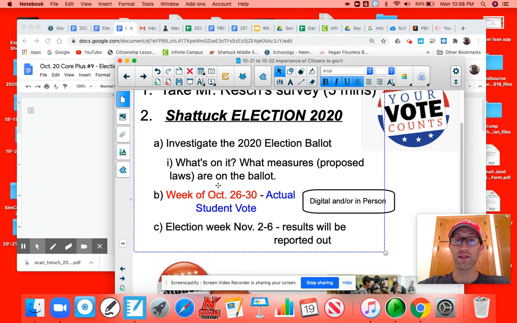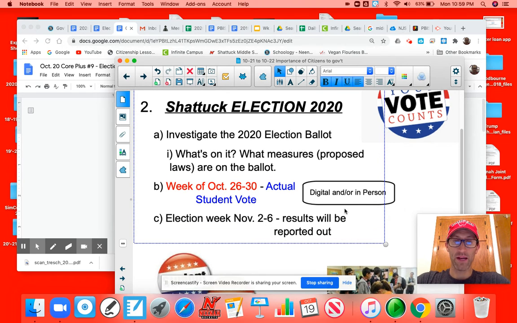I hope you find it useful and helpful before the debate or the election, which you will partake in next week. The week of October 26th through 30th, doesn't matter what day you're here, you'll actually do the student vote in social studies class. Doesn't matter who you have. You're going to do it either digitally or in person, so you do not have to be in school. We work that out that way.